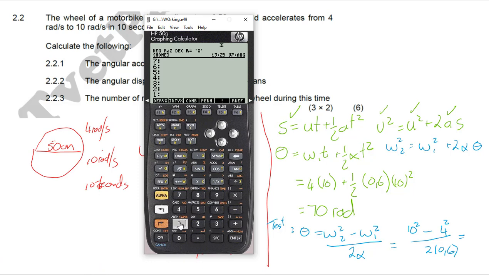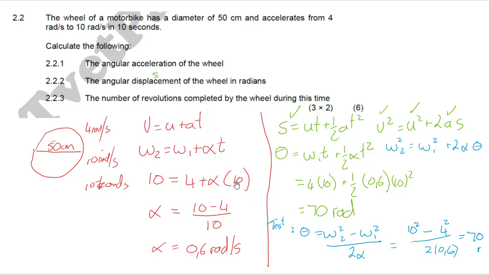10 squared is 100. 4 squared is 16. Subtracting the two from each other is 84. Divide by 1.2. 70 on the dot. Okay, so you see, we could use either formula, 70 radians, and you can choose to use either one. Okay, that was quite good.